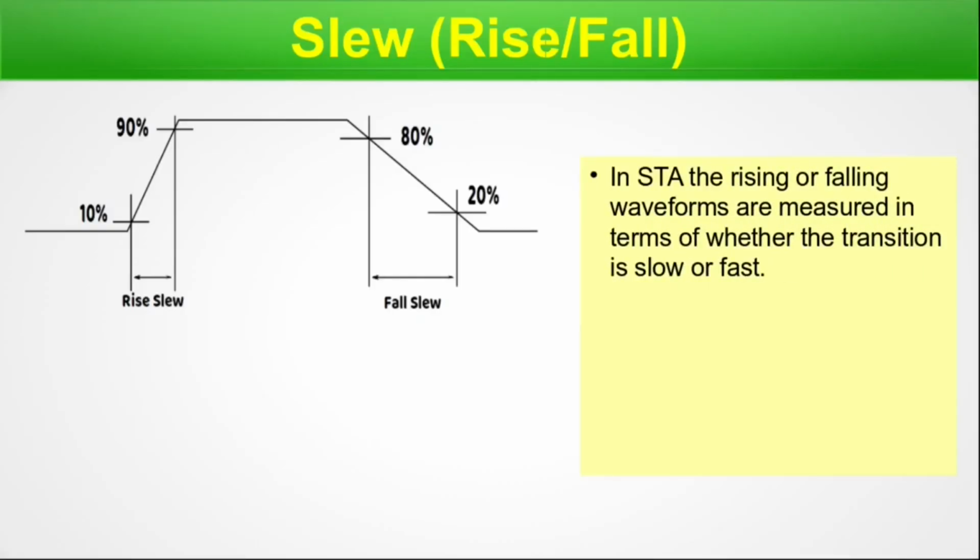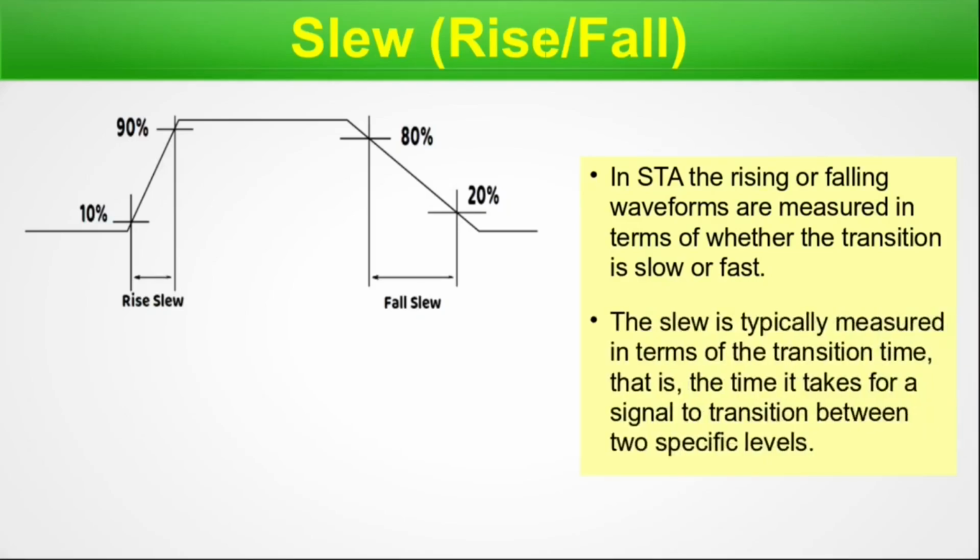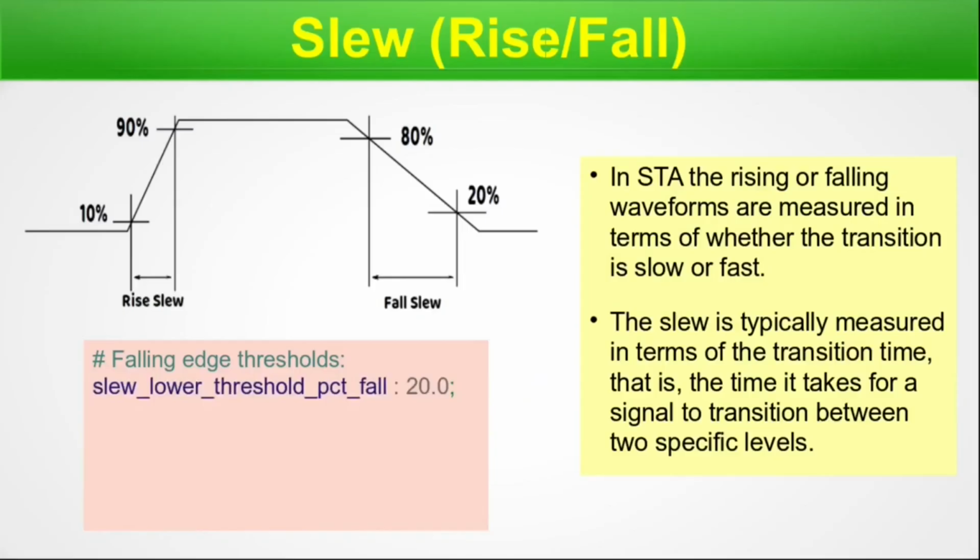In STA, the rising or falling waveforms are measured in terms of whether the transition is slow or fast. So slew means how fast the transition is, that is from 0 to 1 or 1 to 0. The slew is typically measured in terms of the transition time, that is the time it takes for a signal to transition between two specific levels, that is 1 to 0 or 0 to 1. In the .lib file, the slew thresholds are defined in a particular fashion. Let us see an example. So the falling edge threshold is defined as slew_lower_threshold_pct_fall, then colon, then 20.0, and this line ends with a semicolon.